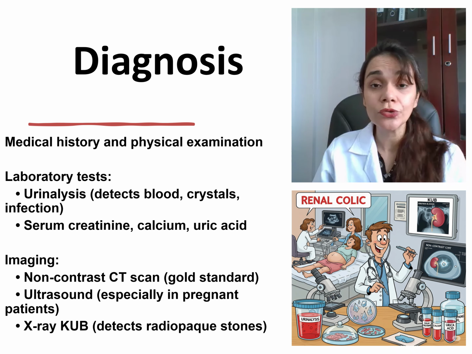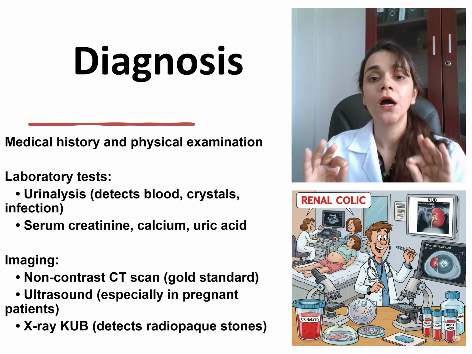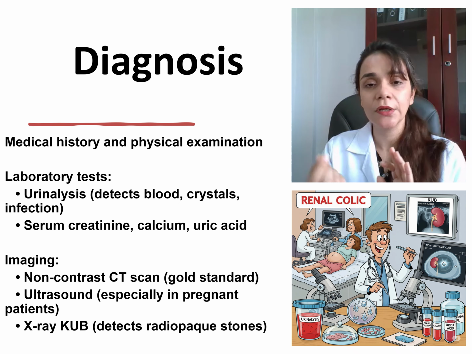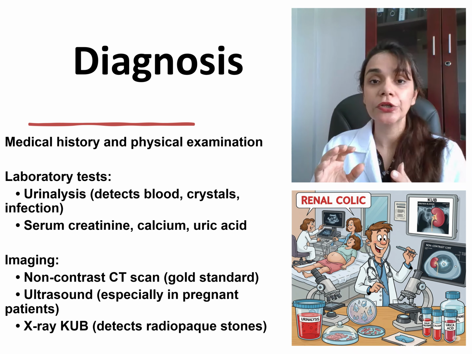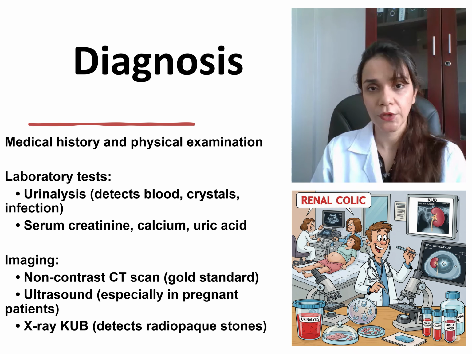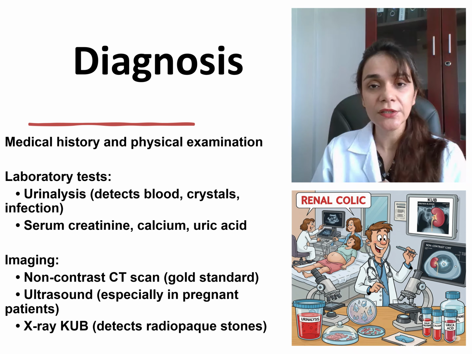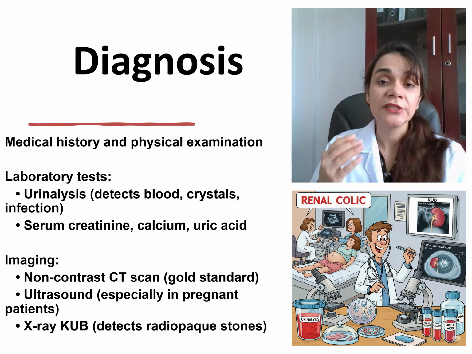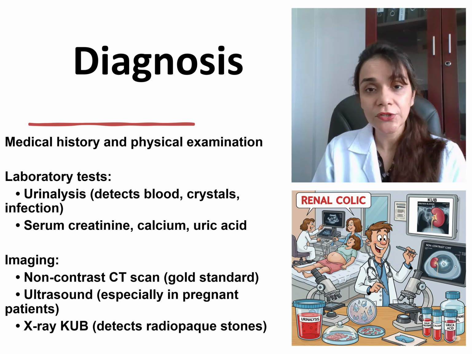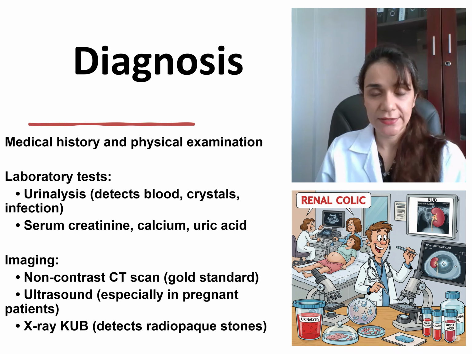The tests that are used for urinary tract stones are a simple UA, urinalysis, where we are looking for the presence of red blood cells, increased white cells, infections, and many other things. Blood tests also may be ordered for evaluating the renal function, like creatinine and BUN. We may ask for the level of serum calcium or uric acid. Then we will go for imaging studies.